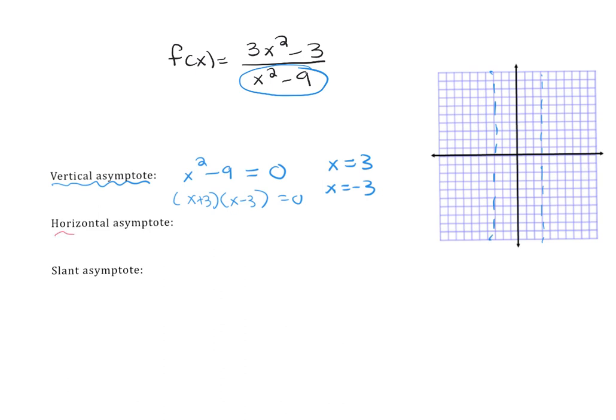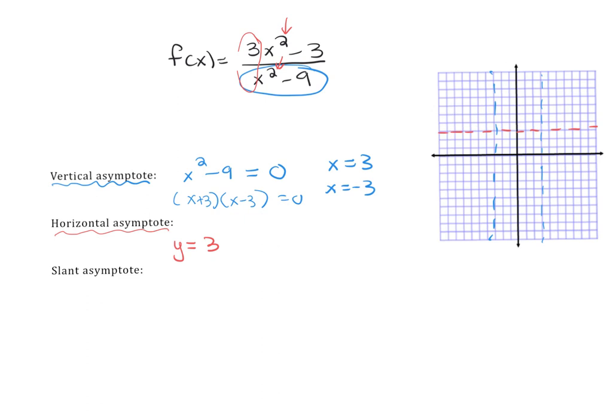All right, now looking at, do we have any horizontal asymptotes? So the degree is the same. So the coefficient is where we have a horizontal asymptote. So that would be at y equals 3. So lots of 3's going on in this one. So there's a horizontal line at 3.